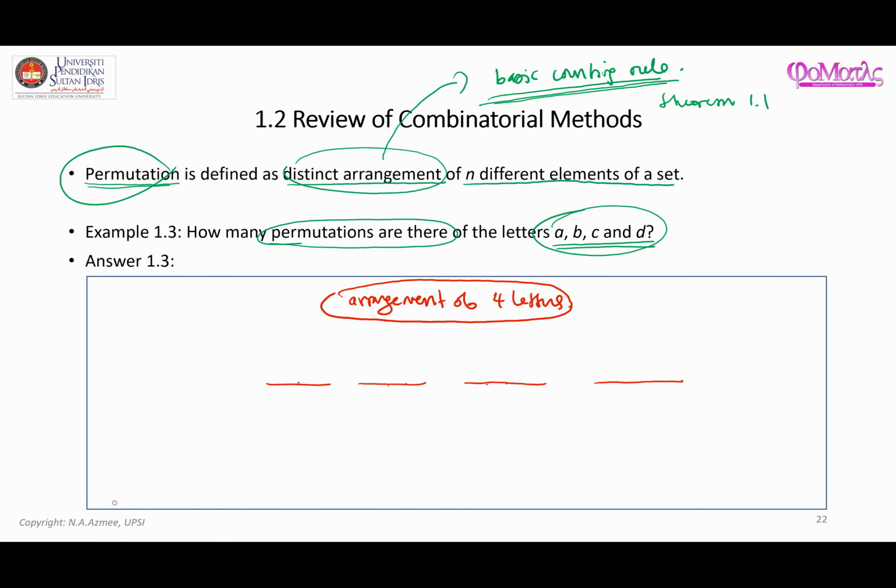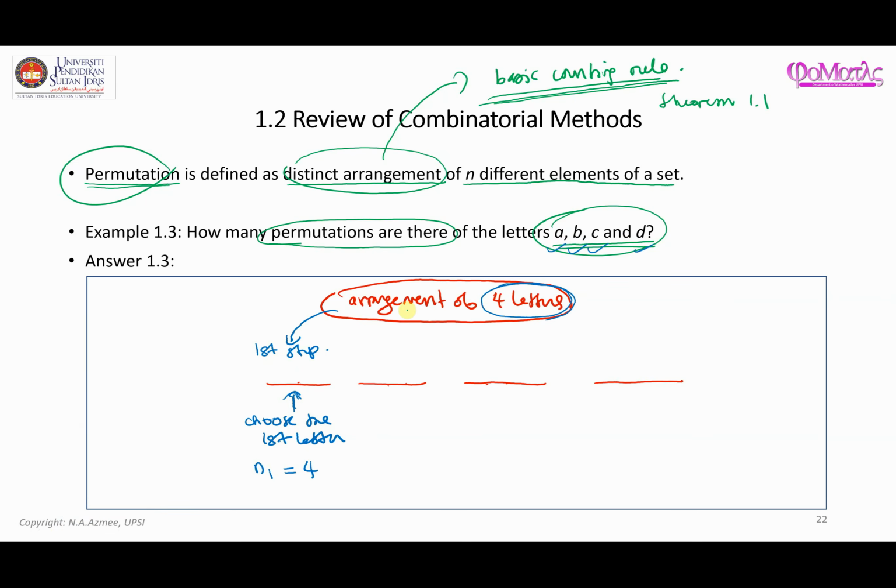Obviously, your first step will be to choose what letter to put in the first place. So your first step is to choose the first letter. Since you have four letters altogether, the number of choices you have for the first step is going to be 4. So n1 is equal to 4, because you can choose either A, B, C, or D. Okay, that's the first step.